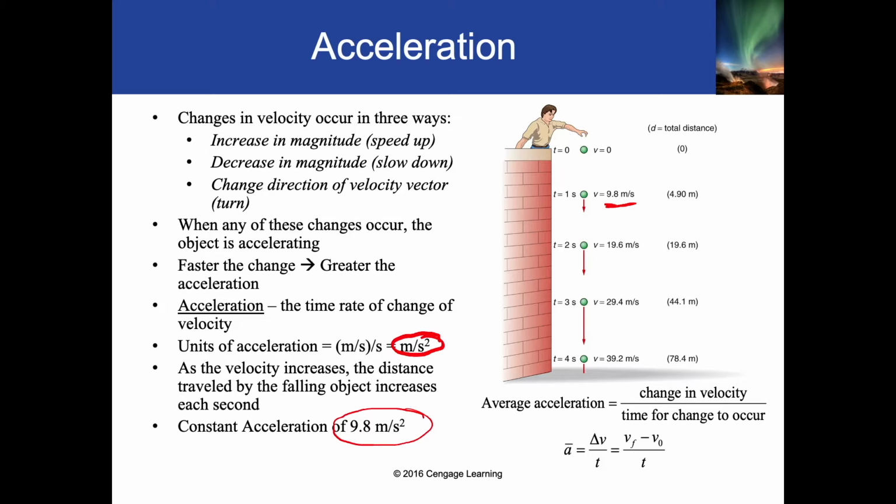But here we have constant acceleration. So an A with a line above it, right, is constant acceleration. And that equals the change in velocity over time, right? Which really is just the final velocity minus the initial velocity divided by time, okay?